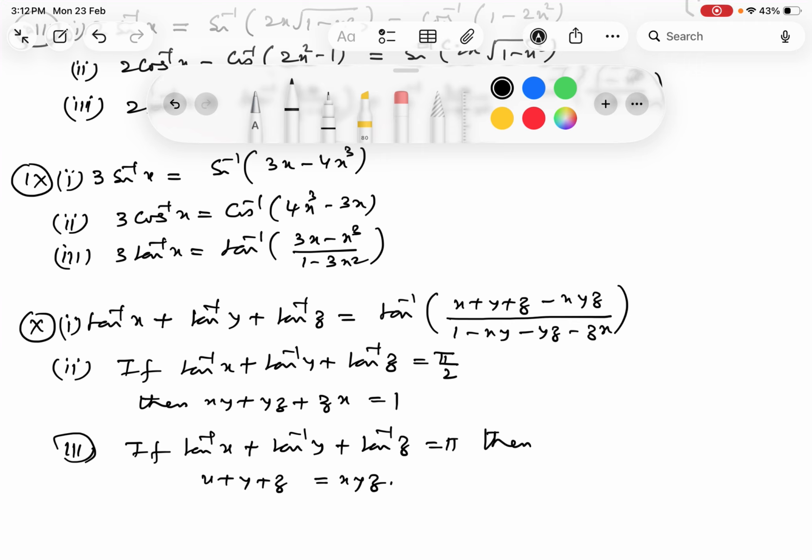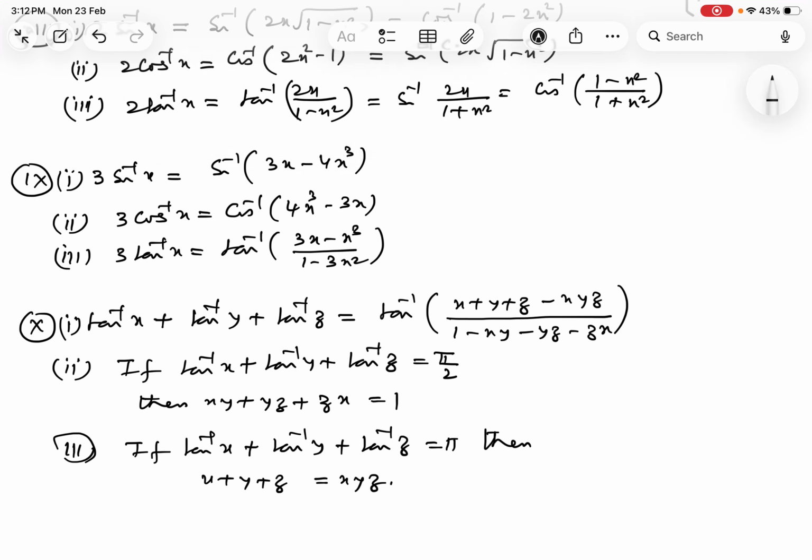Now these are some very, very important results of inverse trigonometric functions chapter. We can prove all these 10 results. If anybody is interested in the proof of any of these 10 results, they can put it in their comments. We can prove these results, if possible, one by one. So in our next video, we'll try to discuss problems of inverse trigonometric functions based on these 10 results.